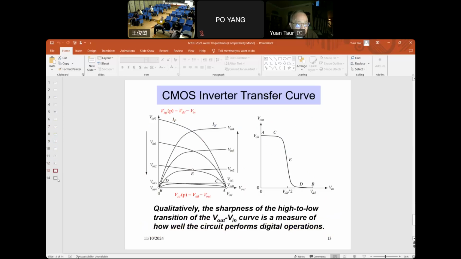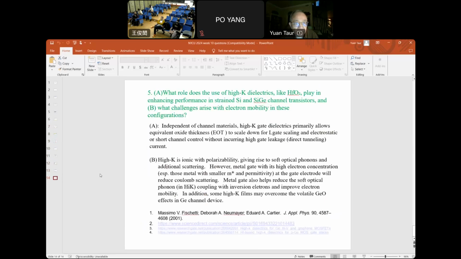Okay, last question. Yeah, Sun Yan here. Okay, go ahead, please, Jack. Okay. The last question is, what role does the use of high K dielectric such as hafnium oxide play in scaling and device performance, and what challenges does it drive in terms of mobility?